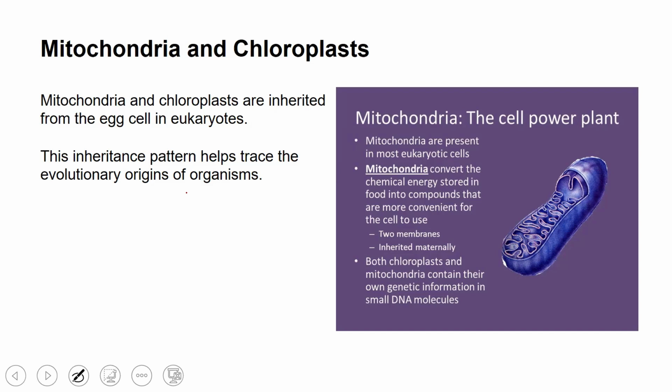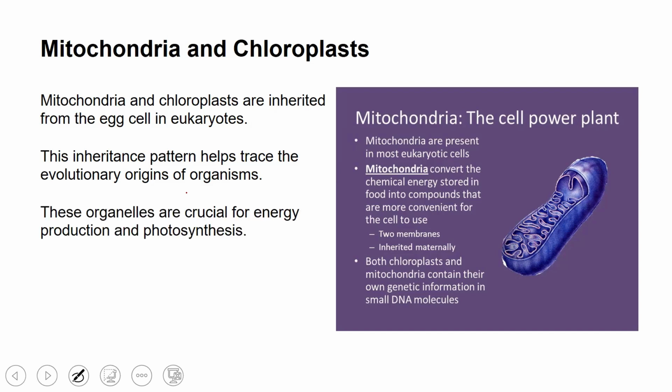And the mitochondria has two membranes, and it is inherited maternally, meaning that we inherit mitochondria from our mothers. Both chloroplasts and mitochondria contain their own genetic information in small DNA molecules. So both the chloroplast and mitochondria have their own DNA. These organelles are crucial for energy production and photosynthesis. Energy production usually takes place in the mitochondria, while photosynthesis and energy generation take place in chloroplasts.